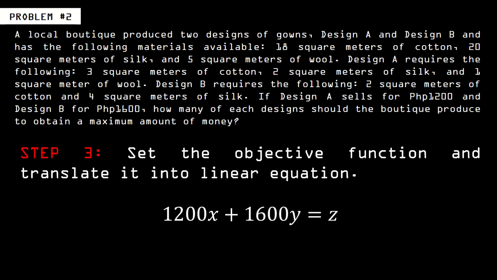So our objective function is 1200x plus 1600y equals z.